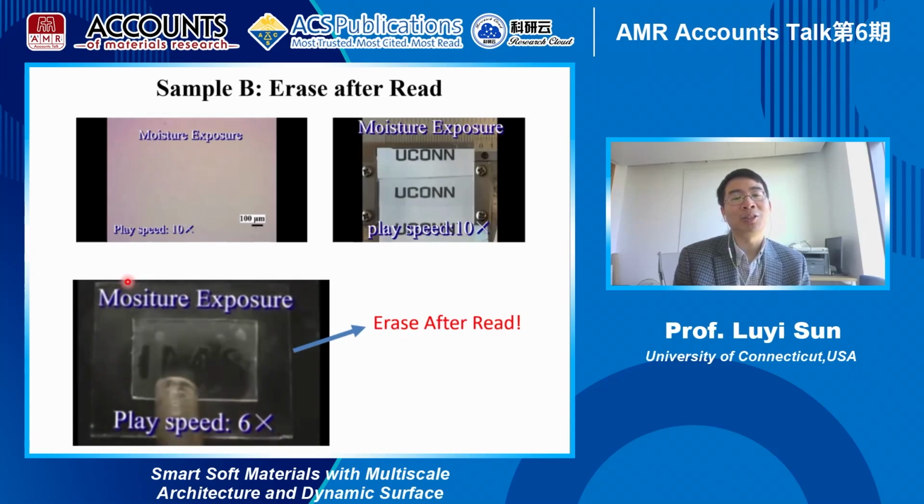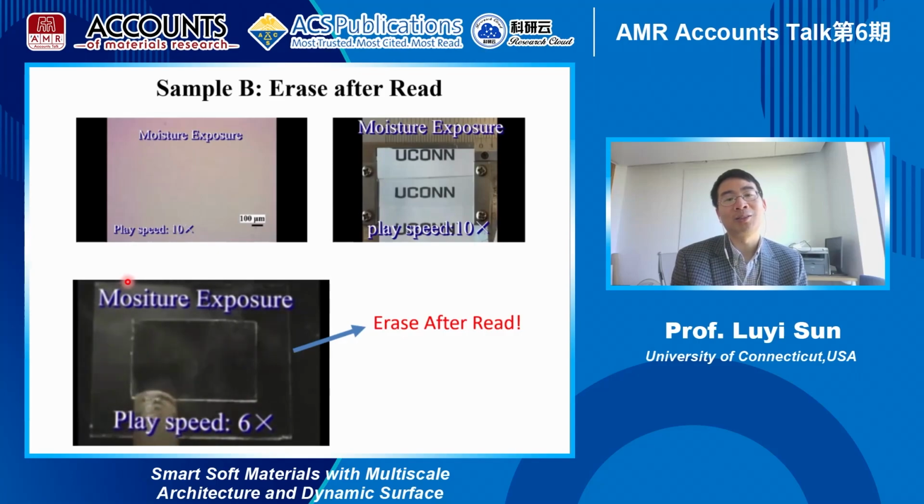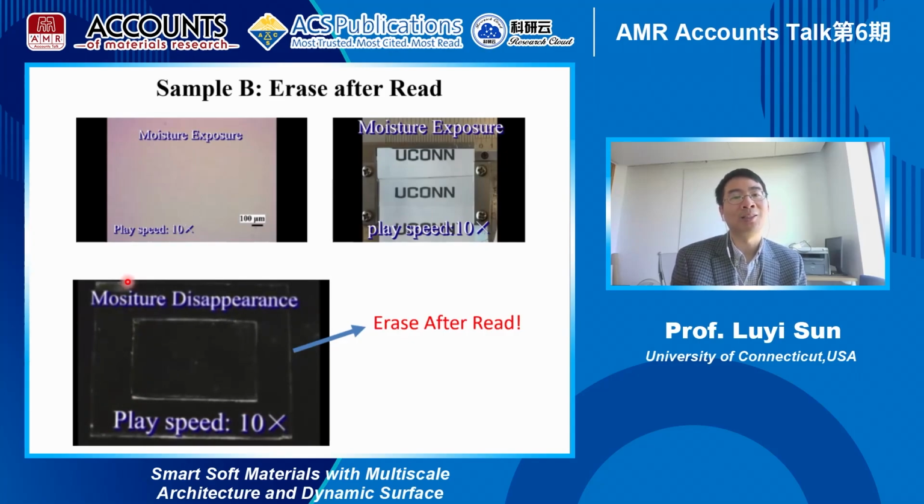But if you continue to spray moisture, the surrounding wrinkle zone can be erased. And once the wrinkle zone is erased, all will be gone, and therefore there will be no contrast. And so we can erase this pattern completely. One of my undergraduate students involved with this project too, Tom Doria, calls it erase after read. It's kind of maybe James Bond, 007.